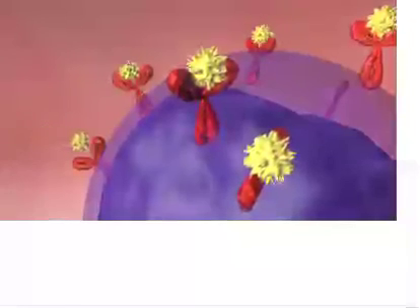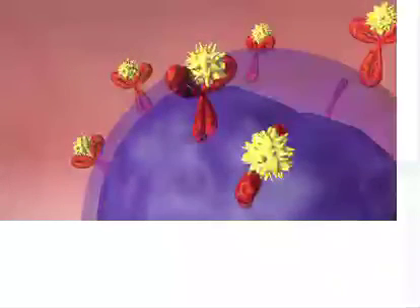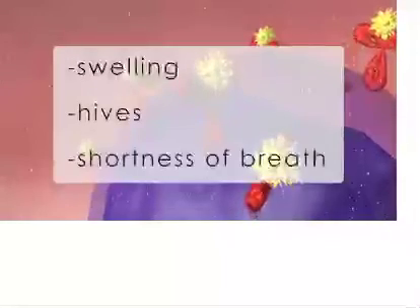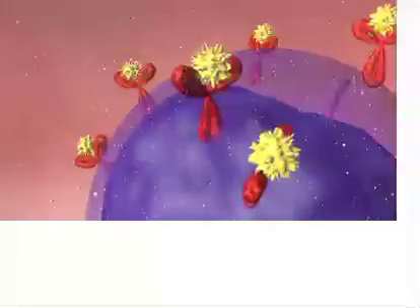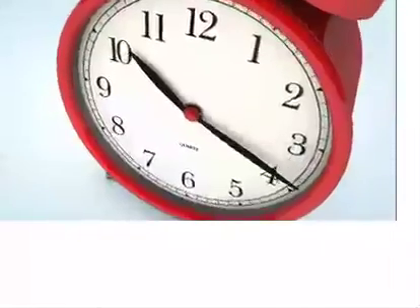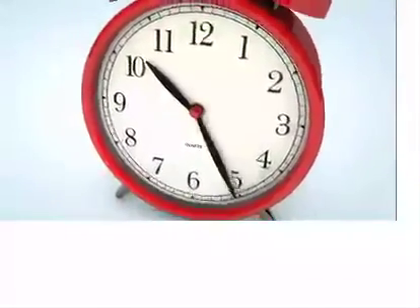When you are exposed to the food allergen, it attaches to the IgE antibodies. This binding signals the immune cells to release histamine and other chemicals that cause allergy symptoms, such as swelling of the lips, hives, and shortness of breath. Because mast cells and basophils rapidly release these chemicals, an allergic reaction typically occurs within 30 minutes after exposure.